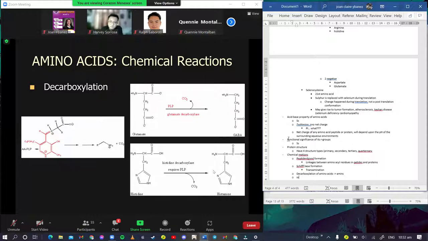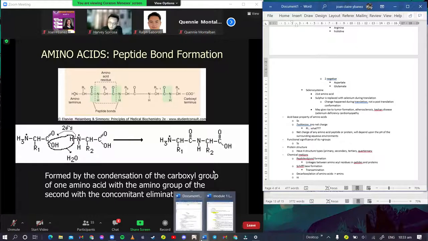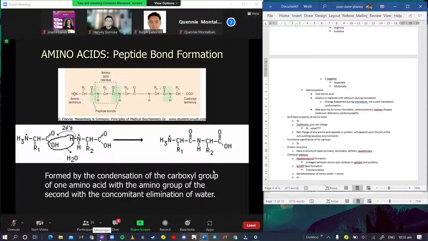On the other hand, if we have histidine, you have your histidine decarboxylase. Again, in the presence of pyridoxal phosphate, you remove the carbon dioxide, it will give rise to your histamine, which is a mediator for allergic reaction. Now, this is the most important, of course, reaction of amino acids to be able to form peptides or proteins. So what will happen?